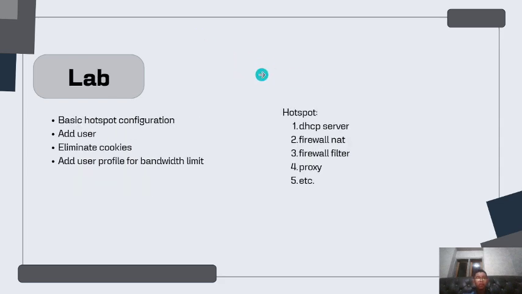And next is the lab. I will do the basic hotspot configuration, and then I will add a user, and then eliminate cookies and add a user profile for bandwidth limit. So let's go to the configuration.